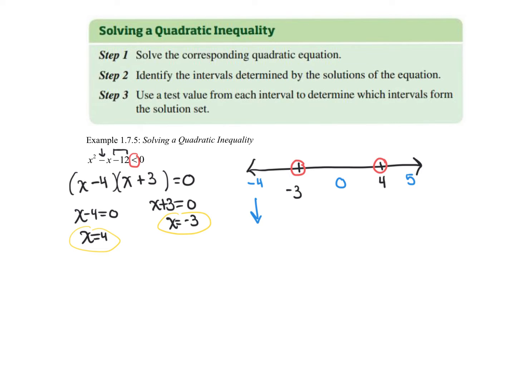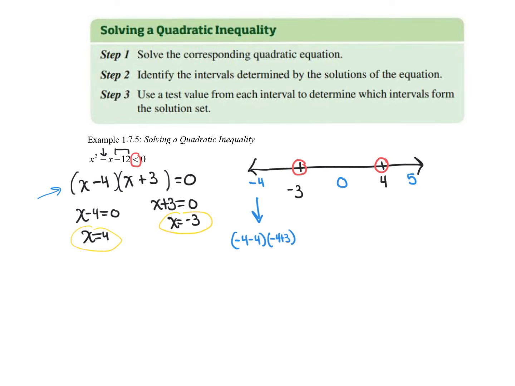I'm going to plug in, and I like to use my factored version. I'm going to do negative 4 minus 4, negative 4 plus 3. So this is going to make a negative 8 times a negative 1. A negative times a negative is a positive. And what I'm looking at is this right here. Is a positive, and since it's positive, I'm going to shade above the line. If it were a negative, I would shade below the line.